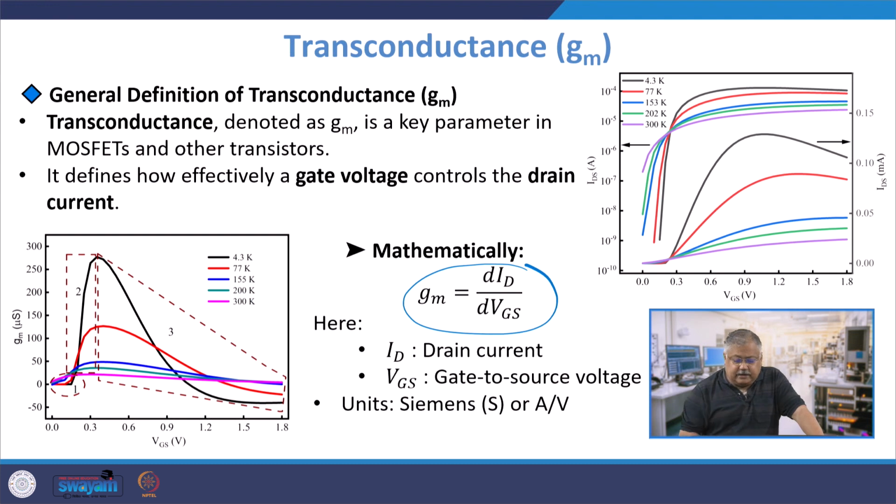Let us look at the right hand side figure first, and if you plot ID versus VGS, interestingly, let us look at the linear scale that is visible very easily, that initially the current is almost constant, independent of the value of temperature.